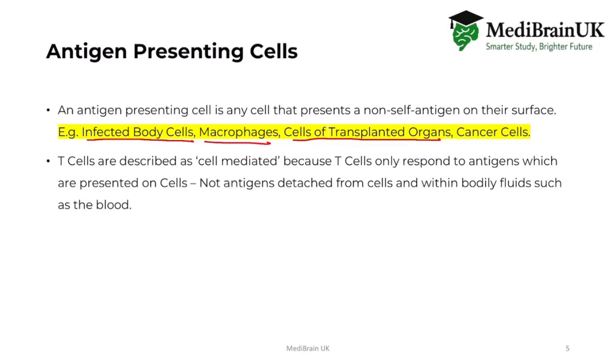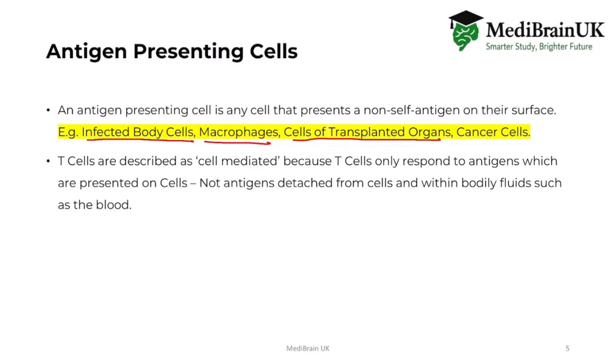And again, cell-mediated T cells only respond to antigens which are presented on cells. They don't respond to free-floating antigens in the blood. Sometimes in the blood you can just have free-floating antigens in your bloodstream. Because they're just floating in the blood, the T cells won't respond to those antigens. They will go specifically to the ones which are bound to a cell, to a phagocyte or an antigen presenting cell.